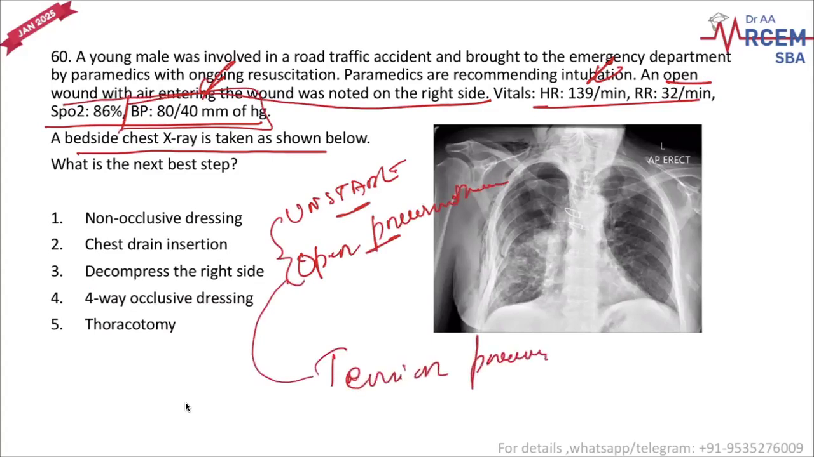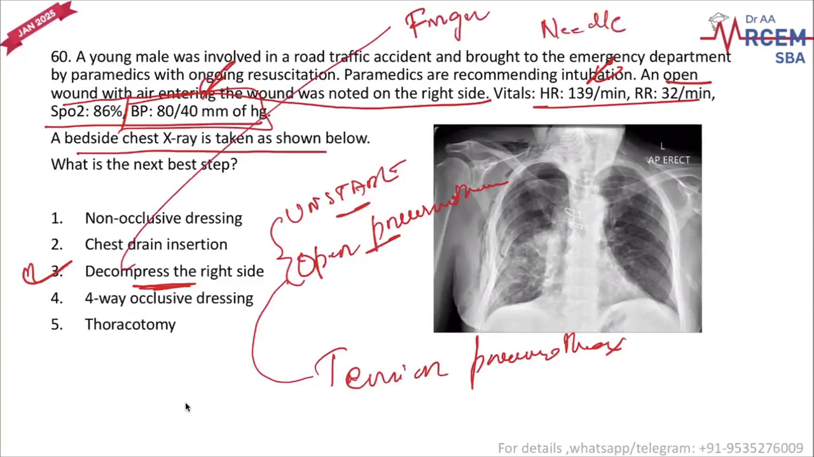For a tension pneumothorax, what will you be doing? You need to decompress it first. How do you decompress? Decompressing the right side is the right answer here. We have two options to decompress, either by doing a finger thoracostomy or a needle decompression. Out of these two, finger thoracostomy is the preferred one.